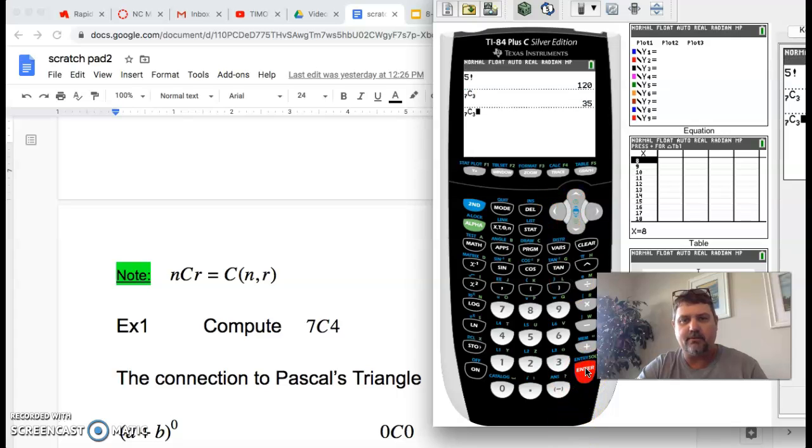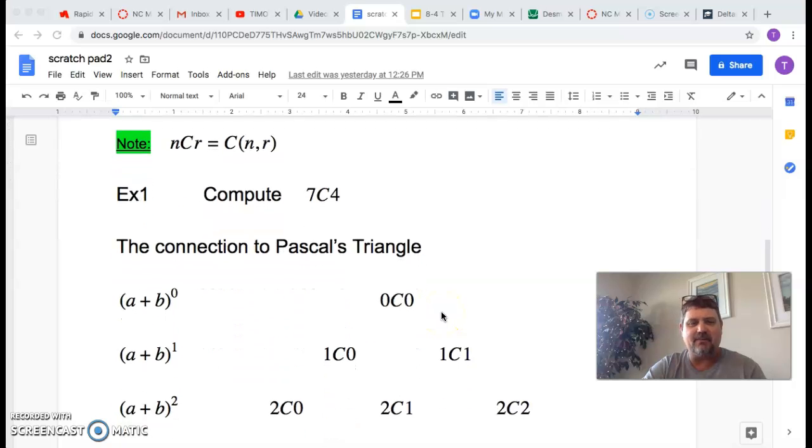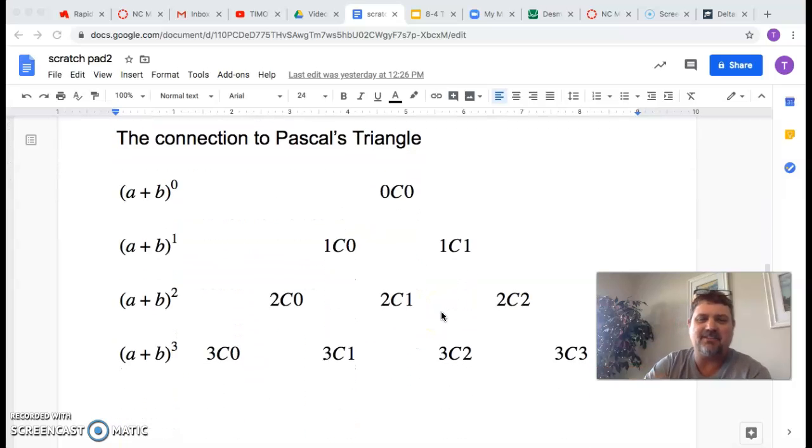You know how to do it, but I'm one that has to do things right. Oh, it's also 35. Well, that's interesting. Okay, that comes from Pascal's Triangle. I'll show you in just a second here. All right, so let's go down here. And it's the next thing I want to show you, there is a connection to Pascal's Triangle.